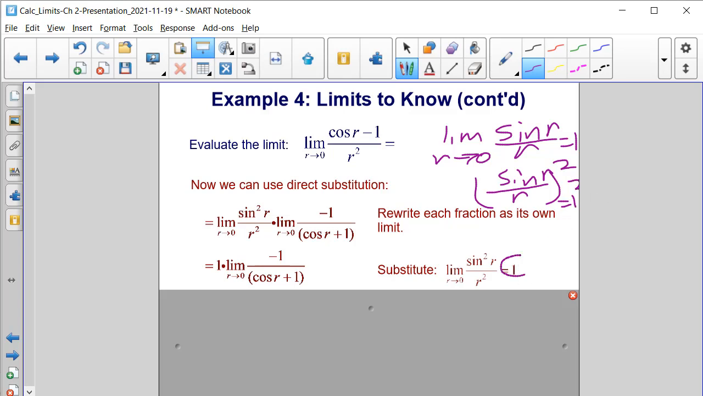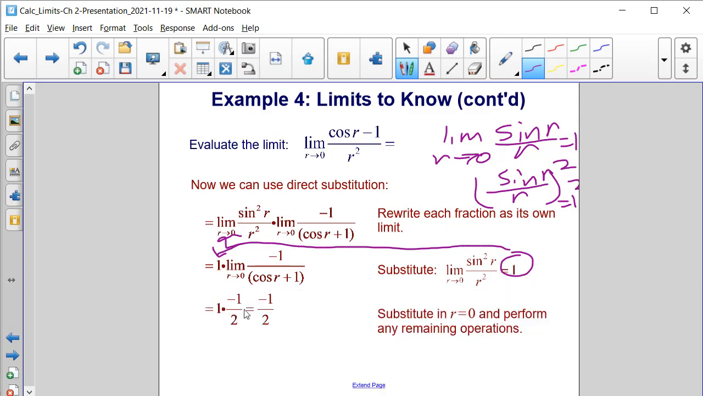So that's why we can take this 1 value and substitute it in for this expression to get this one right here: 1 times the limit of -1 divided by the quantity cosine of r plus 1. And then from here, we can substitute 0 in for r. When we do that, the cosine of 0 is 1, and 1 plus 1 is 2. So we get a 2 in the denominator, and we still have a -1 in the numerator. So we have 1 times -1/2, which is -1/2.